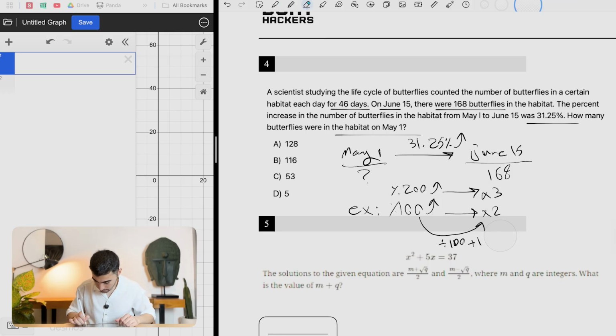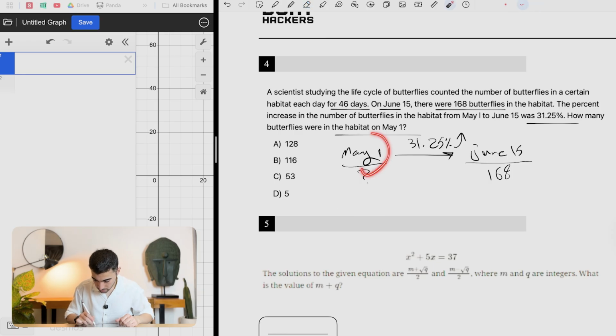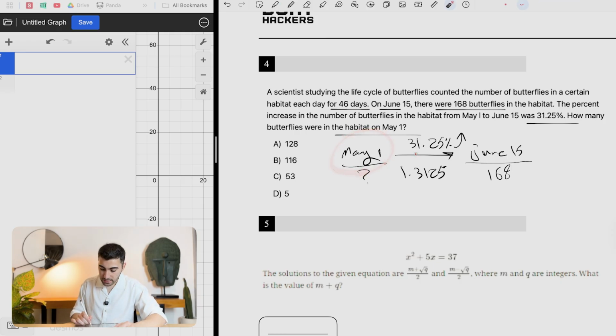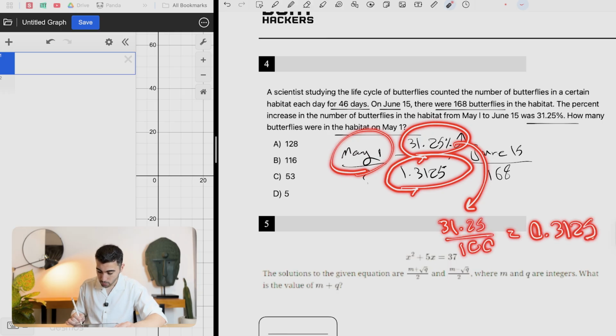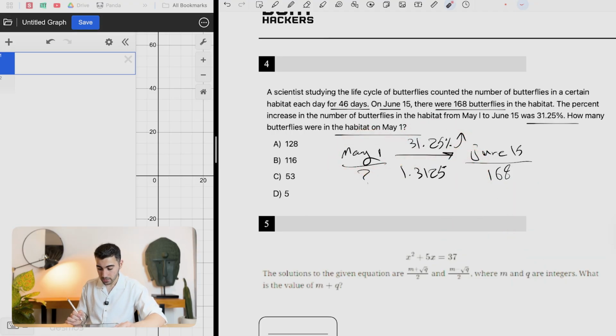So now I'm going to delete this. Since you got that, from here, this is x. This x has increased by this. So how many times did it become? We divide this by 100 and add 1. So it's going to be 0.3125, then add 1 is going to be 1.3125. That means from May 1st, we increased 31.25%, which means it became 1.3125 times. The way I did that was divide 31.25 by 100, which is 0.3125, and then you add 1, which is 1.3125. So it becomes times that, right? So that's how we got this.